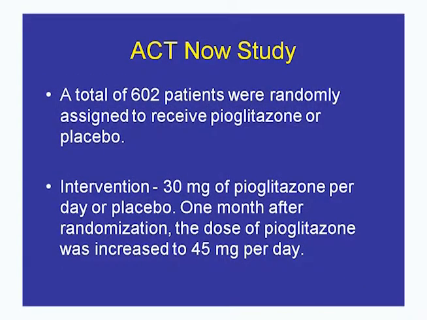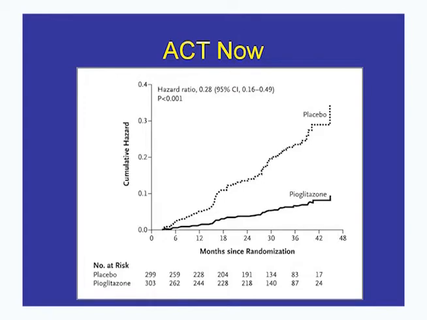The other study that we had was ACT-NOW. ACT-NOW was with pioglitazone, and it was a much smaller study, 600 persons. Again, the same criteria, impaired glucose tolerance, and then they randomized them either to placebo or pioglitazone starting at 30 and going up to 45 milligrams a day.